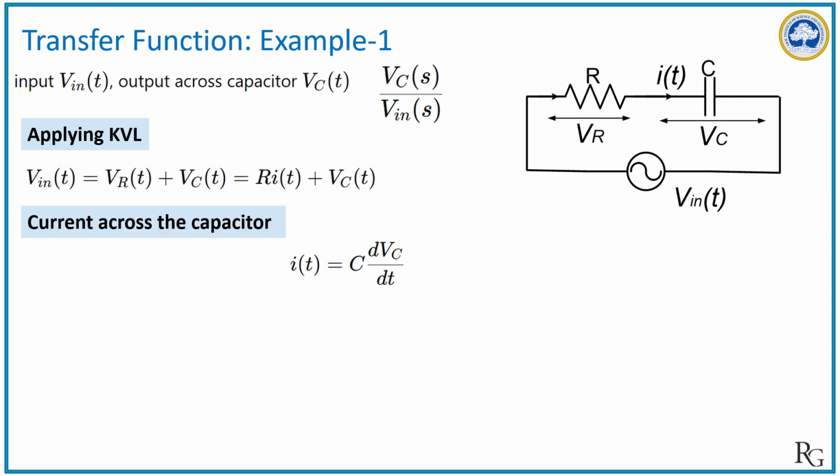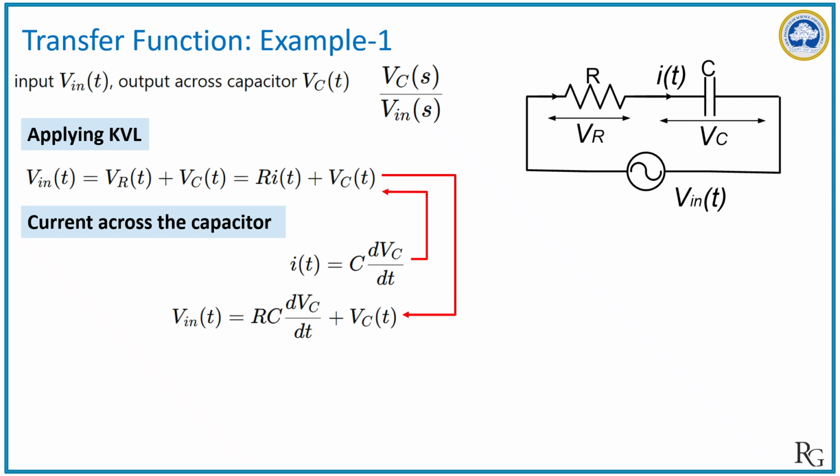The current across the capacitor can be estimated as i(t) is equal to C, that is the value of capacitance, multiplied by the rate of change of voltage across the capacitor. Now, if we replace this value in the KVL equation, we will get the equation as V in(t) is equal to RC times the rate of change of voltage across the capacitor plus the voltage across the capacitor.